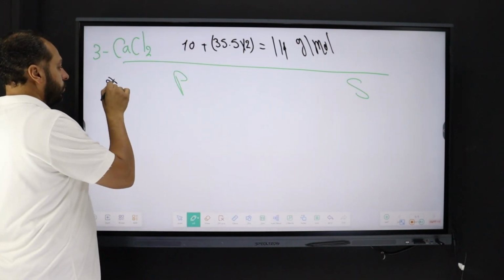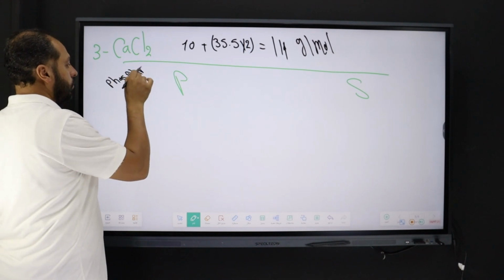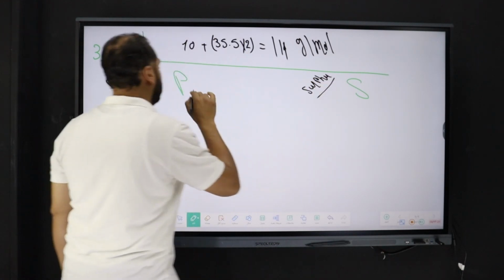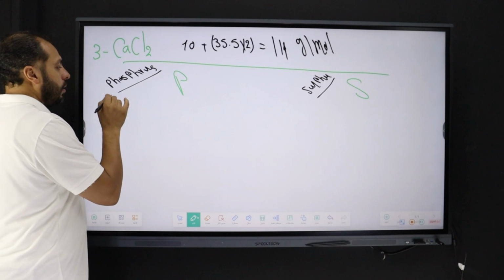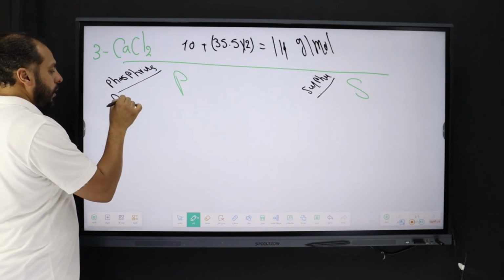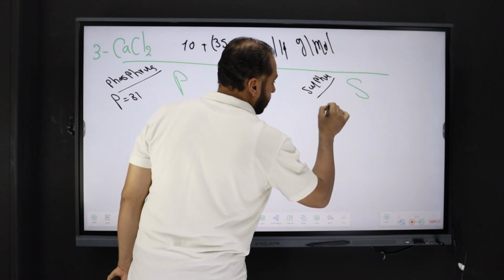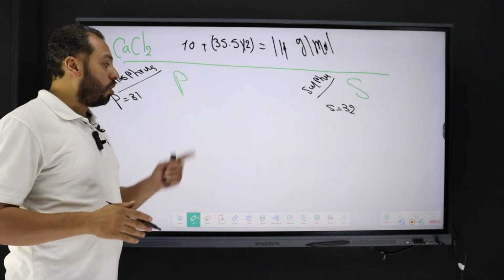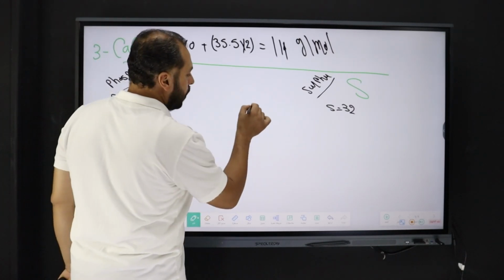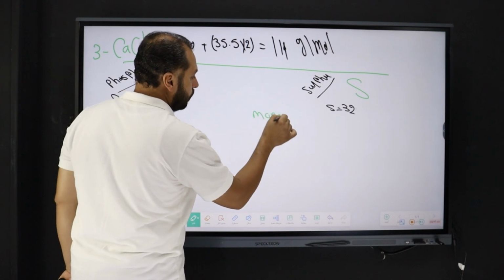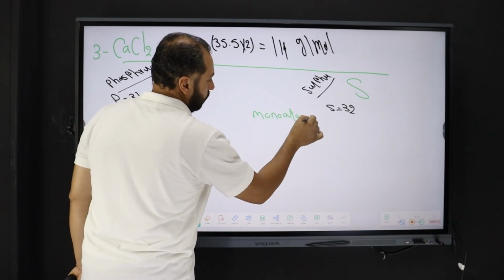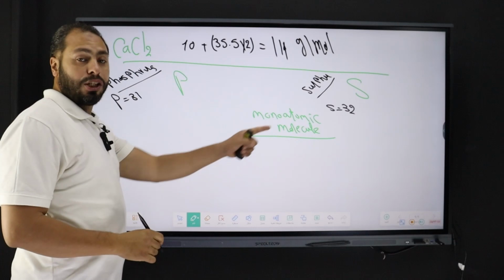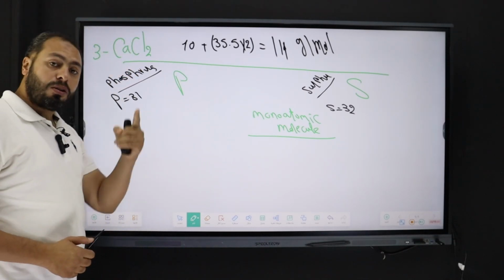Phosphorus and sulfur. Each one of them has an atomic weight: P equals 31 and S equals 32. In the solid state of each one of them, they are monoatomic molecules. So each molecule of this substance consists of only one atom.